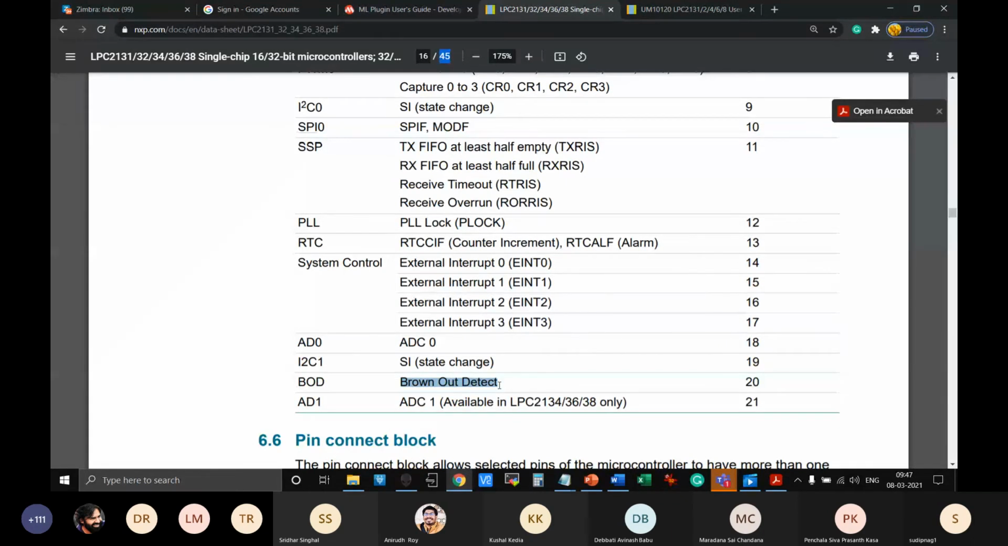And why do you need to generate an interrupt for a momentary power cut? Because you want to save some critical data into flash or some memory. For safety critical applications, you also keep track of how your power quality is, whether the power is getting disrupted or not. Within the chip, we cannot stop this power supply cut, but at least we can detect it and save our data before time. So that's the purpose of this BOD interrupt.